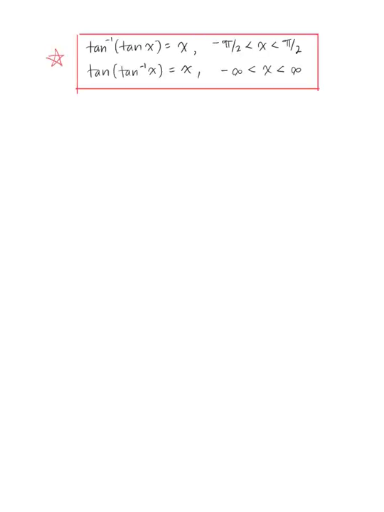So the next topic is composition of tangent and tangent inverse. Please memorize this property. Tangent inverse of tan of x equals x if x is between negative pi over 2 and pi over 2, but it cannot equal negative pi over 2 or pi over 2. And tan of tan inverse of x equals x for x any real number. That one is very nice, because it's telling you that no matter what value of x you plug in, your answer will be that value. Okay, example time.